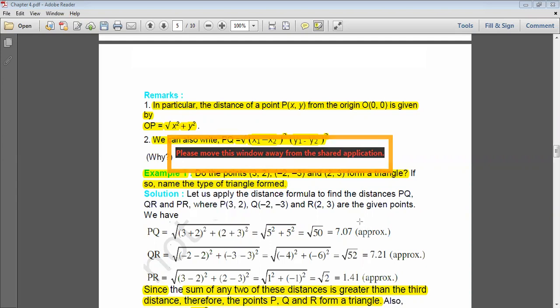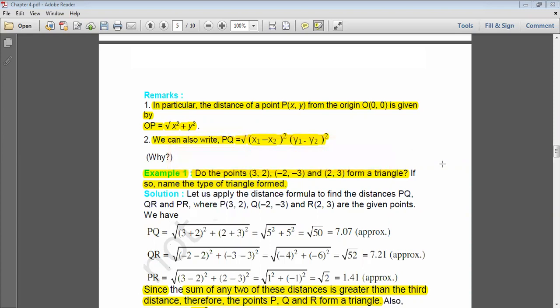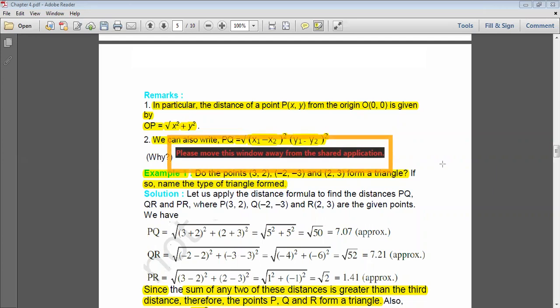Sir, how can we say that it is a right triangle? We got 90 degrees. What is the peculiarity of a right triangle? We can apply the Pythagoras theorem, right? What is the Pythagoras theorem? Hypotenuse square is equal to perpendicular square plus base square.